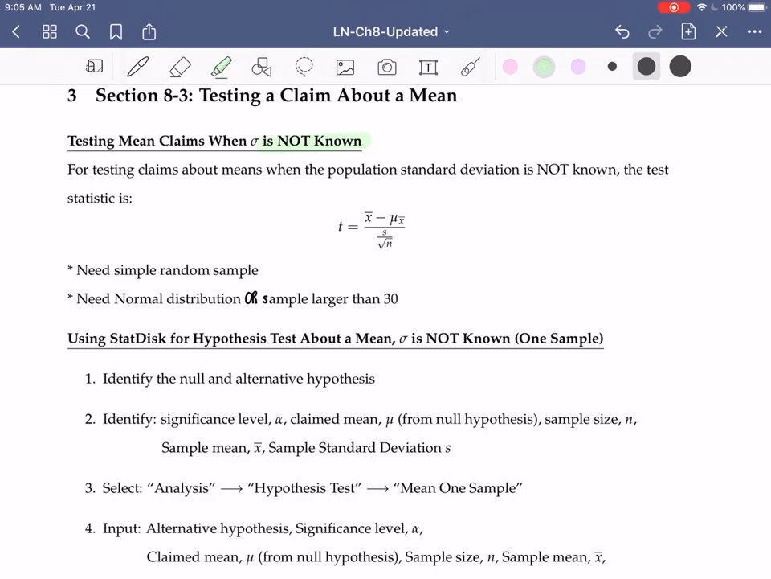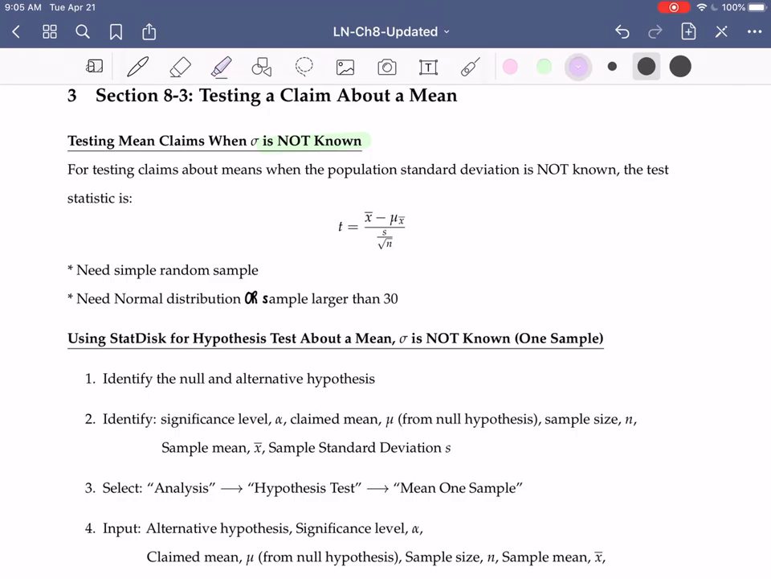So we're doing a hypothesis test. Here we want to test this claim about a mean. So we want to say the mean is greater than a value, or it's less than a value, or it's equal to a value, or it's not equal to a value, or it's greater than or equal to a value, or less than or equal to a value. So that's what we're going to do here in this video. We're going to talk about the general structure of how to go about doing that.